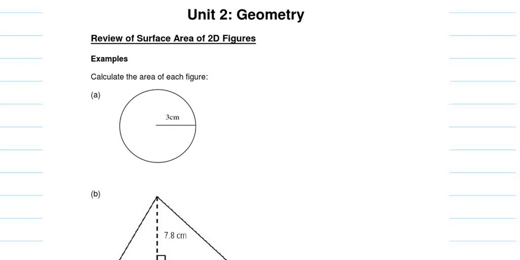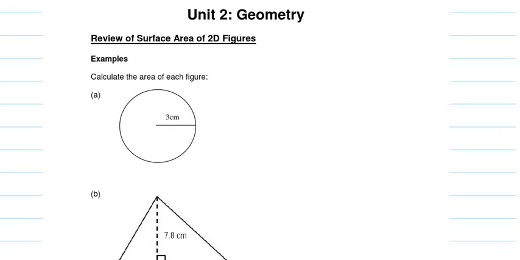So the first thing that we're going to do is just a review on how to calculate the area of each figure. As you can see, when we are talking about 2D figures, we calculate area and perimeter, right? Area and perimeter are for 2D figures, and then we talk about surface area and volume for the 3D figures, okay? So if you look at the first one, it's asking you to calculate the area of each figure. The first figure is a circle, right?